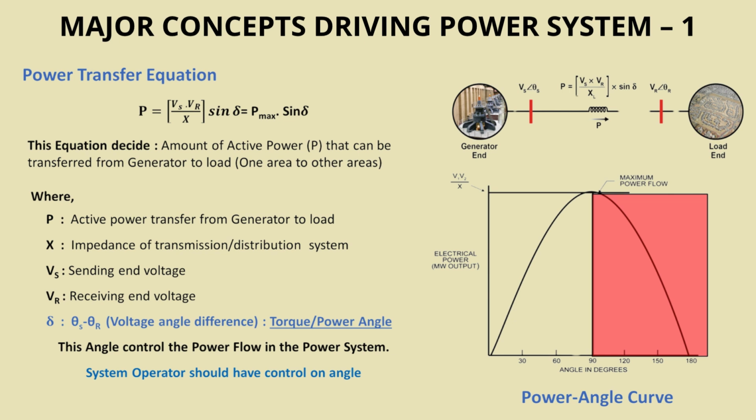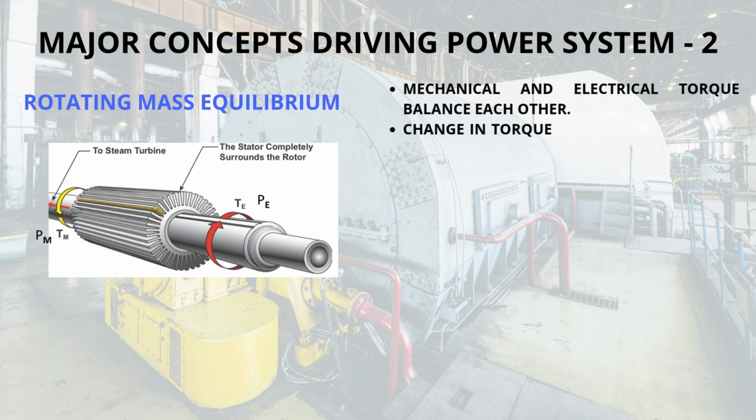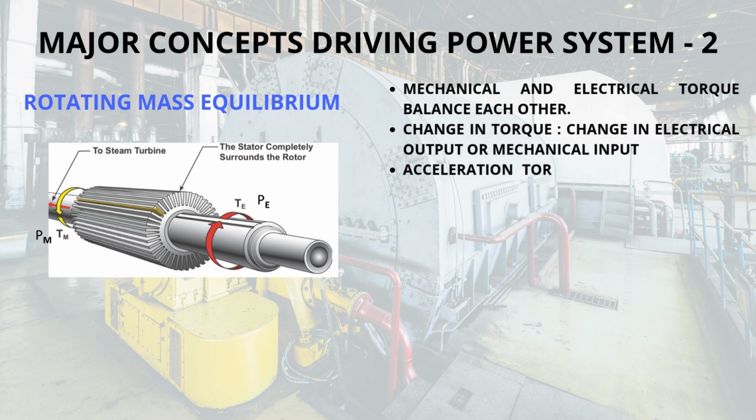Makes sense. Next concept, rotating mass equilibrium. Balancing mechanical and electrical torque. This seems to get to the heart of traditional generators. It really does. Think about a big generator, steam, hydro, gas turbine driven. The turbine provides mechanical power, creating a torque that spins the generator's rotor. Right, the input power. Exactly. And the generator stator, connected to the grid, produces electrical power output.